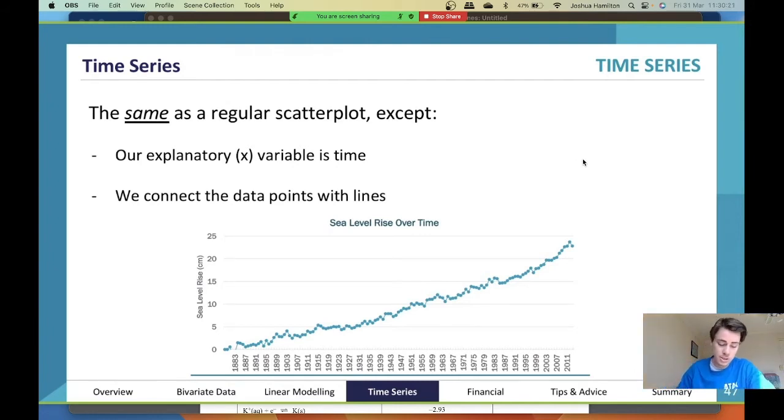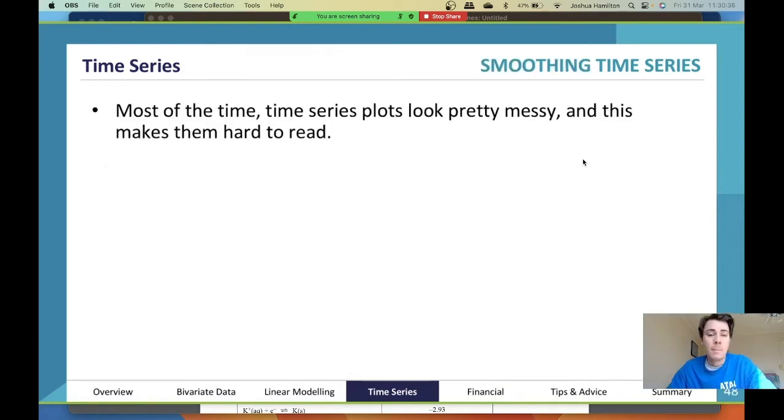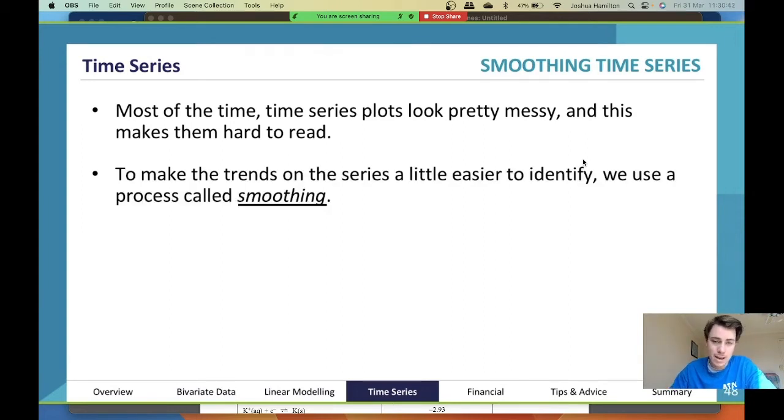So, just quickly, time series. It's the same as a regular scatter plot, except our explanatory variable x is time, and we connect data points with lines. As you can see there, we have all our data points and we connect them together. Most time series plots look pretty messy, and this makes them hard to read. So when we want to look at the trends of them, we decide, why don't we smooth them out?